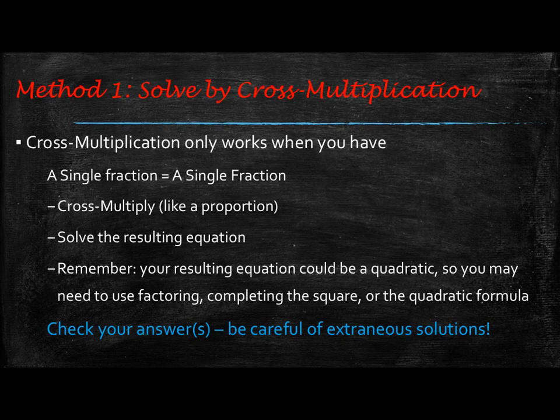In my previous video we talked about the first method to solve rationals, which is using cross multiplication. But remember, cross multiplication only works when you have a single fraction equal to a single fraction. And so in this video we're going to talk about what happens when you don't have a single fraction equal to a single fraction.